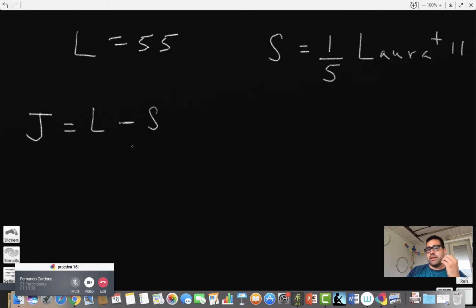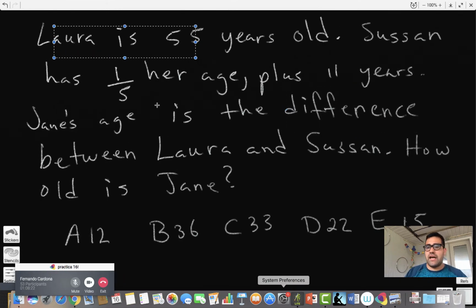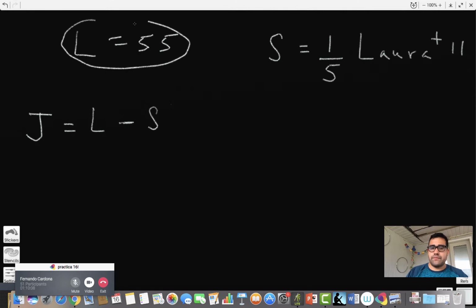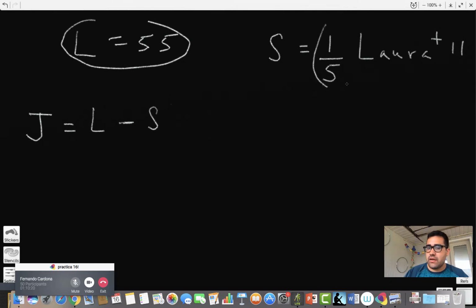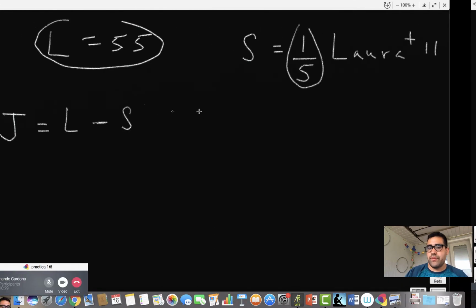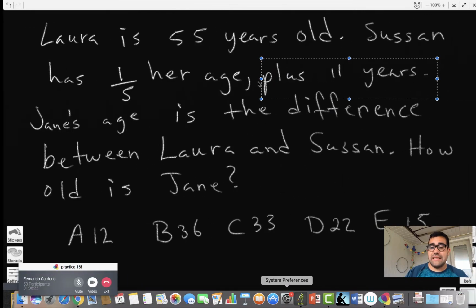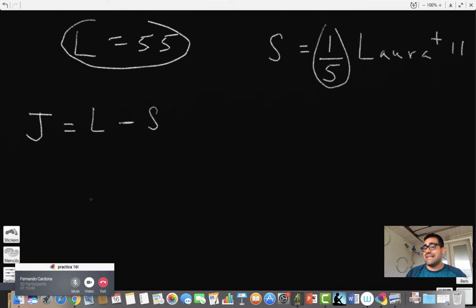Recapitulamos todo lo que hemos visto ahora. Hemos visto mucha información. No es difícil, simplemente entiende lo que te dicen. So, first off, Laura is 55. Now, they say Susan has, tiene, equal 1/5, un quinto. Her age is Laura, la edad de Laura, plus 11 years, más 11 años. 1/5 Laura plus 11. Y después al final dice, Jane's age is the difference between Laura and Susan. Jane es la diferencia de Laura y Susan. How old is Jane? So ABCD is how old is Jane.